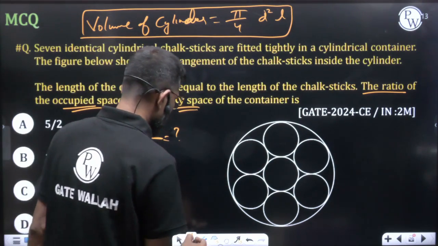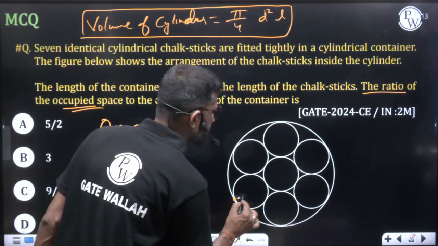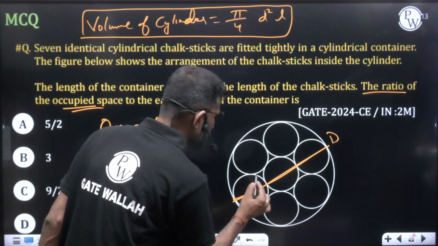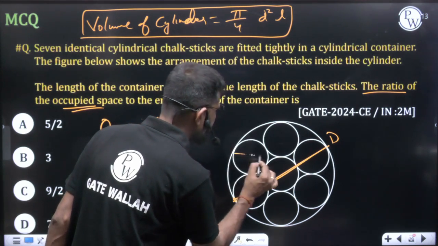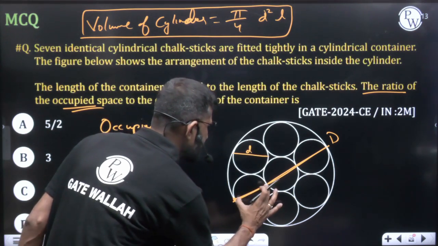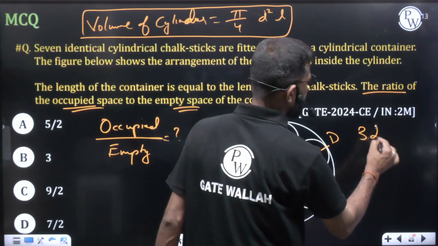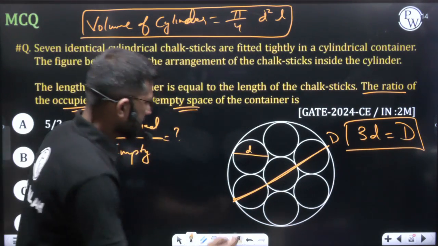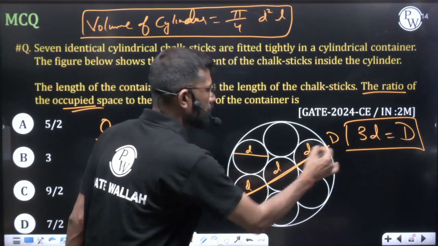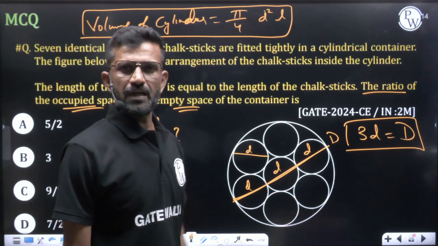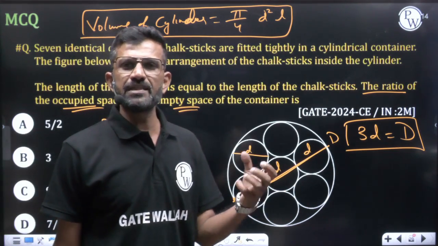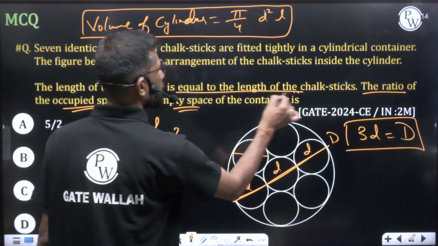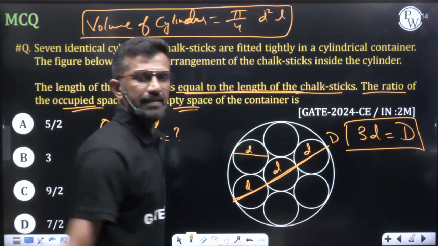Now let us understand. Consider the diameter of this complete cylinder is the capital D. Can we say this small cylinder, or the chalk piece, has a diameter of small d? So here d plus d plus d, so 3 small d's is equal to 1 capital D. This we can say because it is tightly fitted. Capital D is the diameter of the bigger cylinder and small d is the diameter of the chalk piece. And they are saying the length of both are the same. The chalk piece and the container both have equal length.